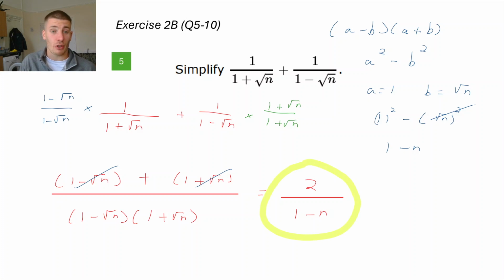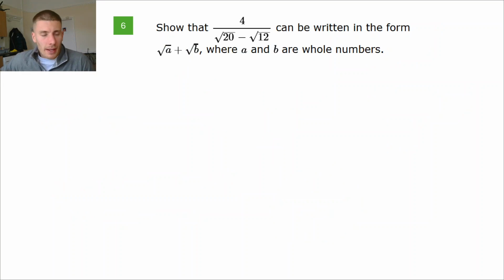So this question is looking at cross multiplying, because then you get the difference of two squares on the bottom with these brackets, and then you can just manipulate it from there. Nice question to begin.